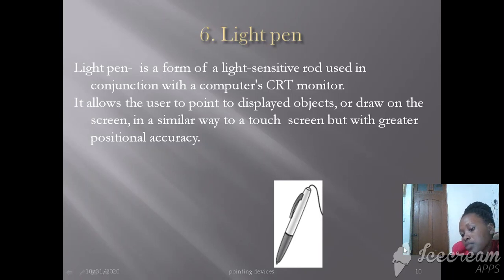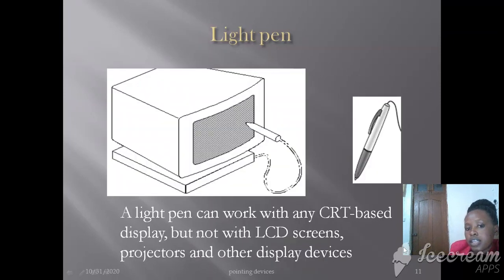For example, there are some smartphones that come along with these light pens. You hold your light pen and draw anything on your screen, or go and select anything on your smartphone screen. Alright, here we have a diagram of the CRT monitor. We have the diagram of the light pen connected onto the CRT monitor. So you can see how you can connect your light pen onto the CRT monitor, and from there you can just start drawing whatever you want to draw on the CRT monitor.